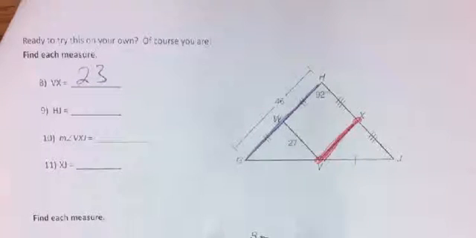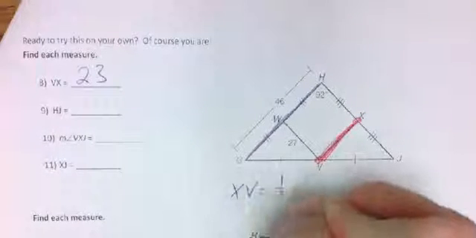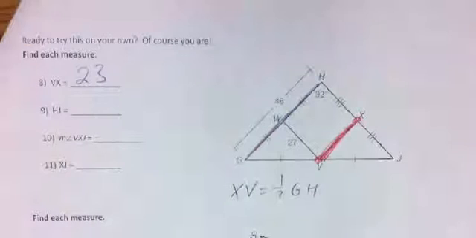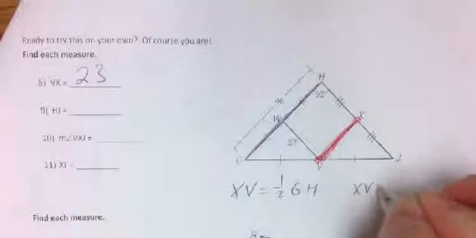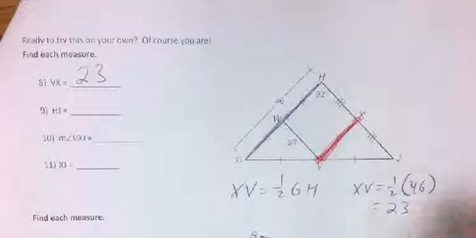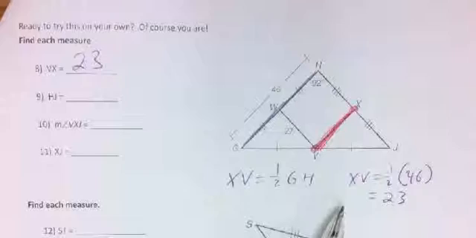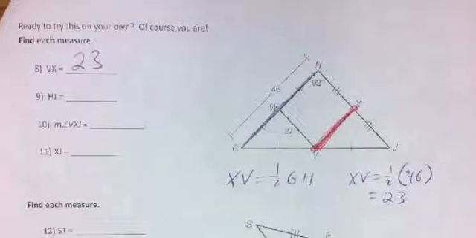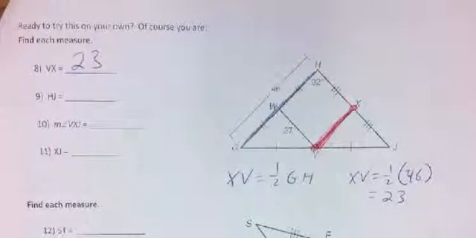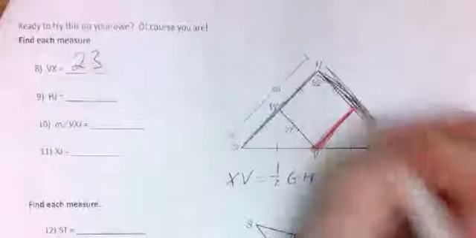I mean, technically, you could take a step and write xv equals 1/2 GH if you really wanted to show it, and then xv equals 1/2 of 46, so xv equals 23. Now that's a little bit of overkill, but if you're not sure where this 23 is coming from, maybe this is a good idea for you. Okay, look at HJ, same idea. HJ is this one here. Okay, HJ is right here.